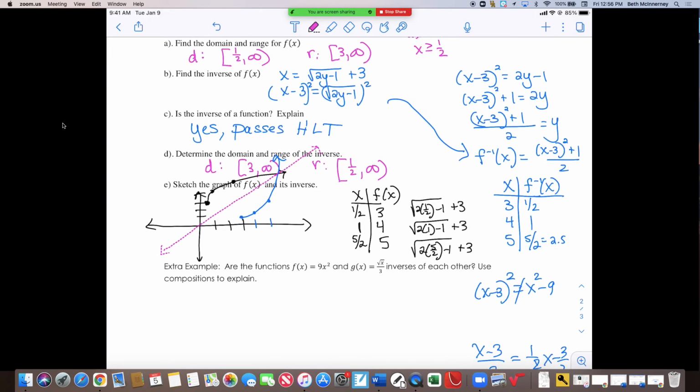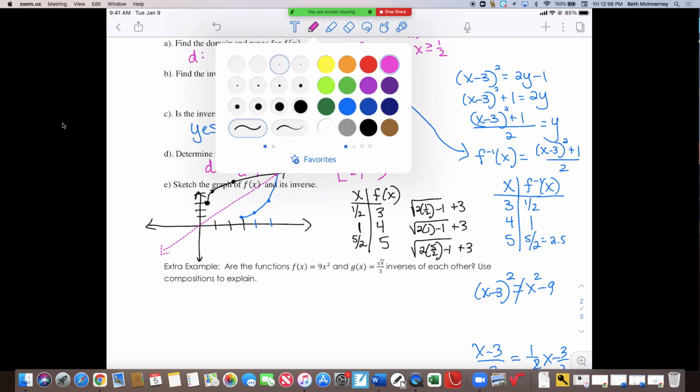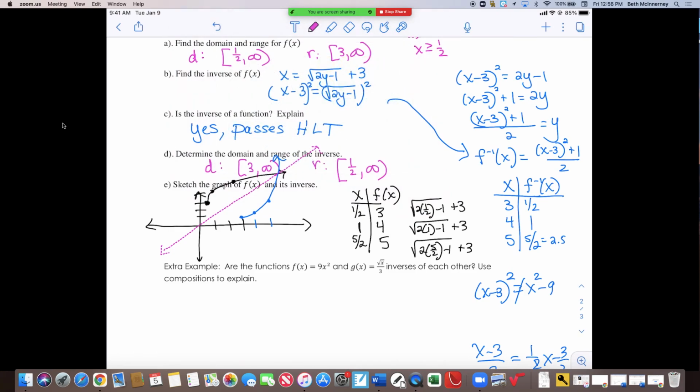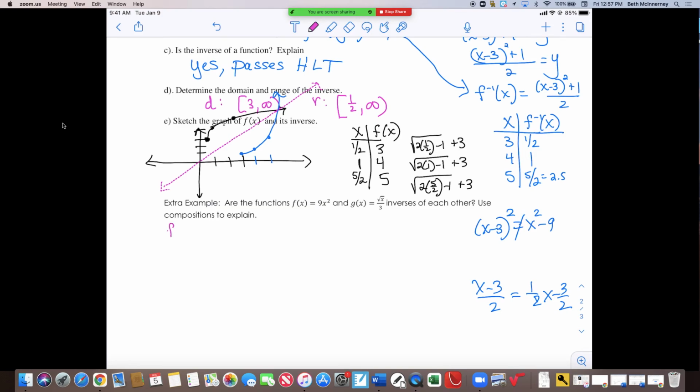All right, so that was pretty tough graphing there. All right, let me ask you this. I put an extra example. This says, are the functions f of x and g of x inverses of each other? Use compositions to explain. So here's what I mean. You're going to do f of g of x, and you need to do g of f of x. You want to compute both of them, and they should both turn out to be x. So let me give you a head start.